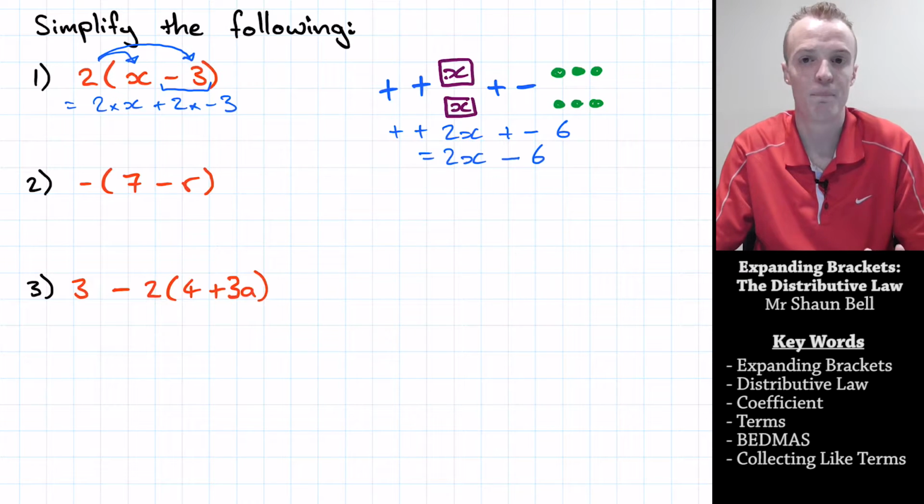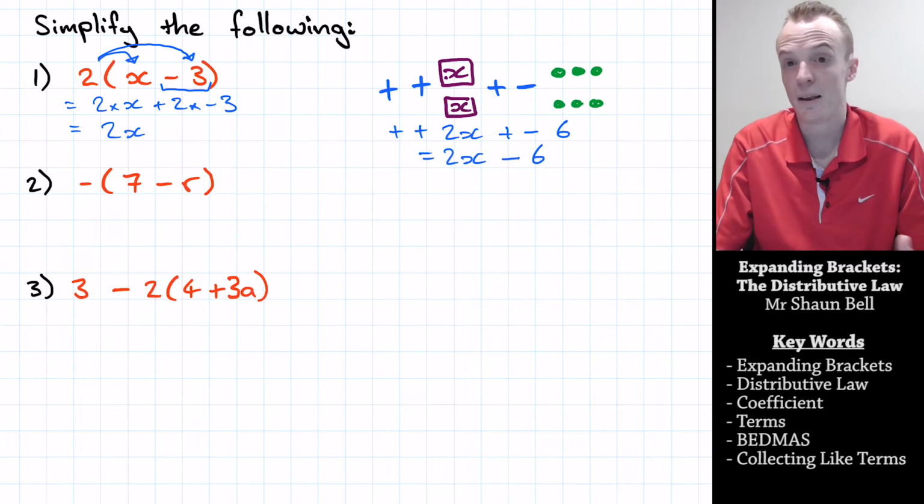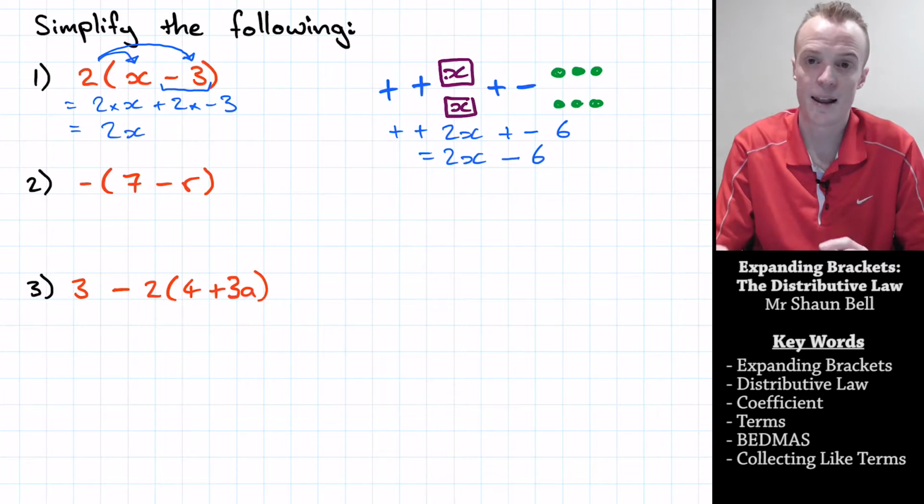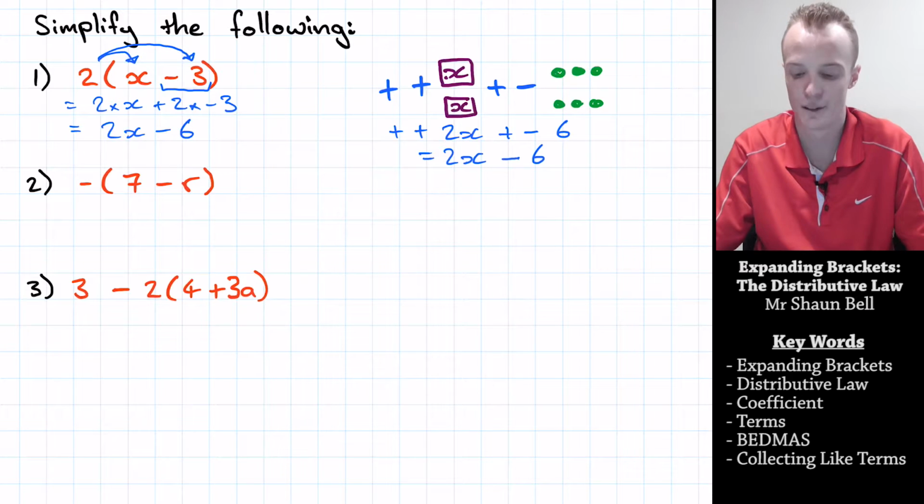So now we follow our BEDMAS rules and we need to do multiplication first. So that's going to be 2 times x, which is equal to 2x. And then we're going to be having positive 2 multiplied by negative 3, which is negative 6. So now you can see that we've arrived at the same solution of 2x subtract 6. But now let's have a look at the second problem.